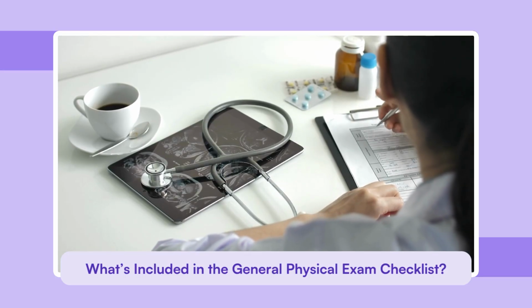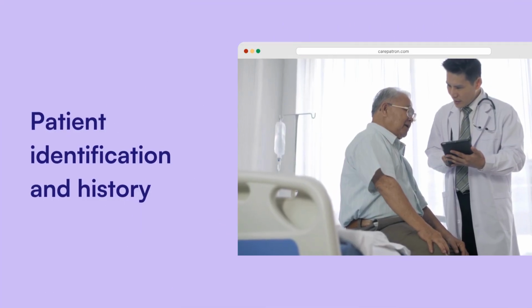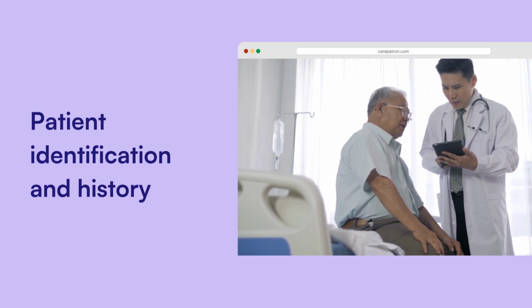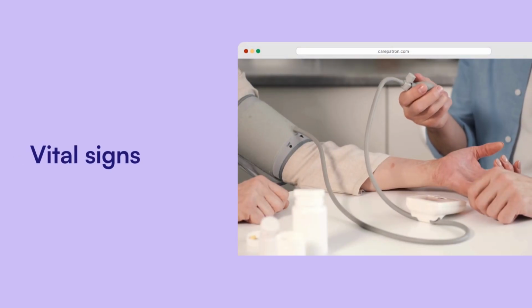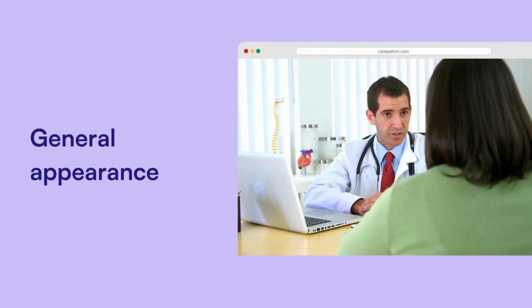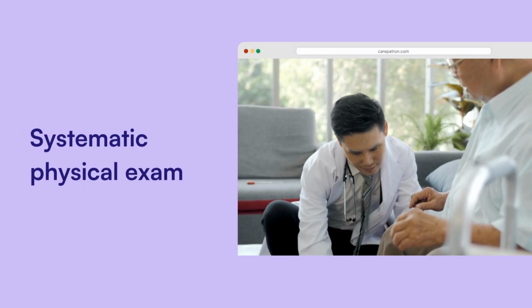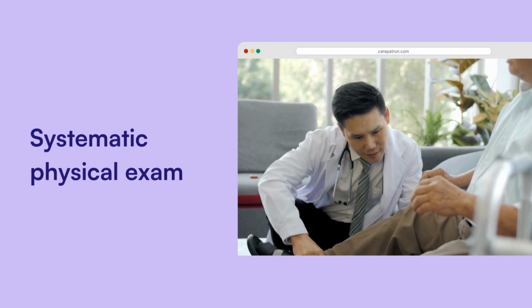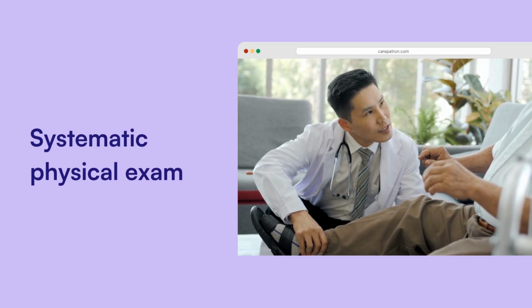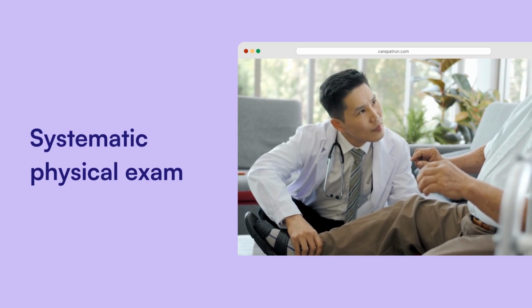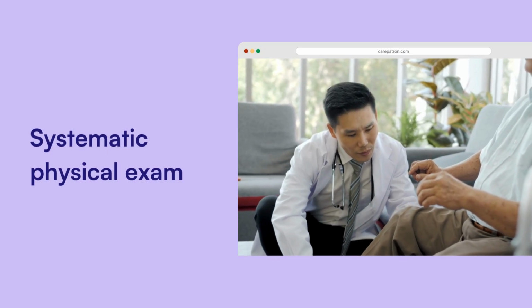Here's what's typically assessed: patient identification and history, medical background, lifestyle habits, medications, chief complaint, the main reason for the visit, vital signs, blood pressure, heart rate, respiratory rate, and temperature, general appearance, observations about hygiene, mood, and behavior, systematic physical exam covering skin, head and neck, eyes, ears, mouth and throat, heart and lungs, abdomen and gastrointestinal system, genitalia, rectum, musculoskeletal, and neurological health.